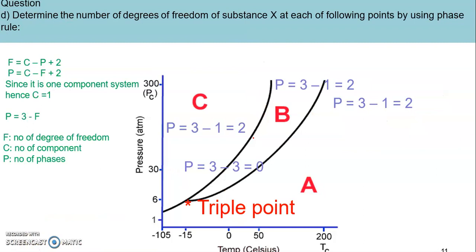And the last question is to determine the number of degrees of freedom of substance S at each of the following points. So using the phase rule, we know that F equals C minus P plus 2, and we can rearrange the formula. It will be P equals C minus F plus 2. So here is the definition of each of our terms. F is the number of degrees of freedom, C is the number of components, P is the number of phases. Since it is a one-component system, we can define it as C equals 1.